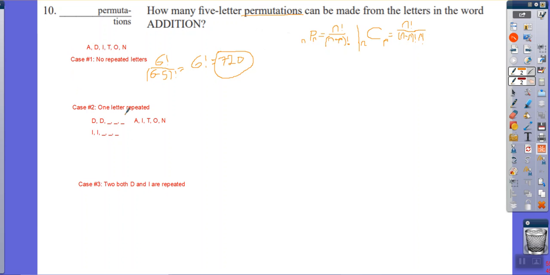So we have D's repeated, or we can have I's repeated. Now the number of permutations for the D's repeated is going to equal the number of permutations for the I's repeated. So I'm only going to have to figure out one of the two and then double it. So right away I know that I'm going to have to multiply permutations by 2 to deal with the I repetition. So first things first, let's go ahead and figure out choosing the letters.